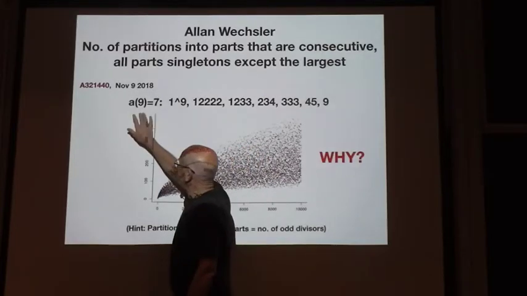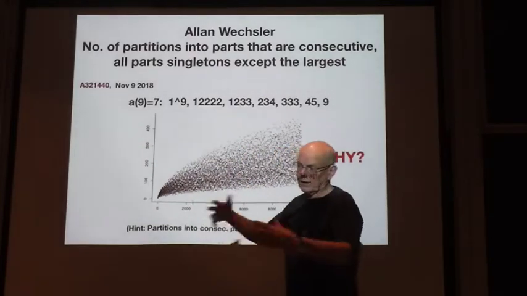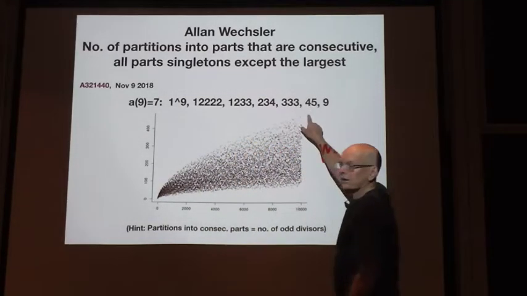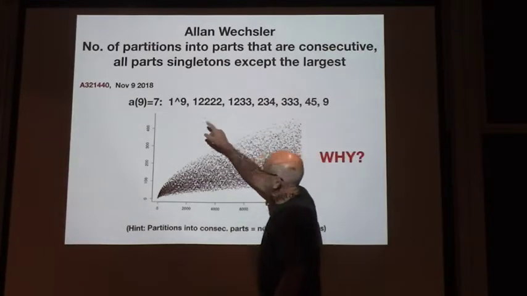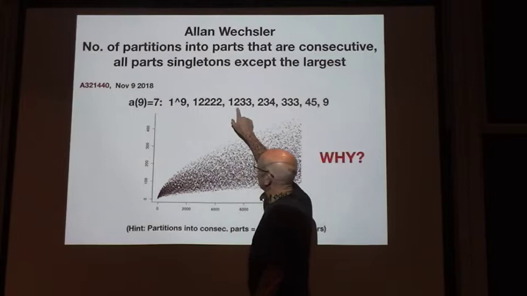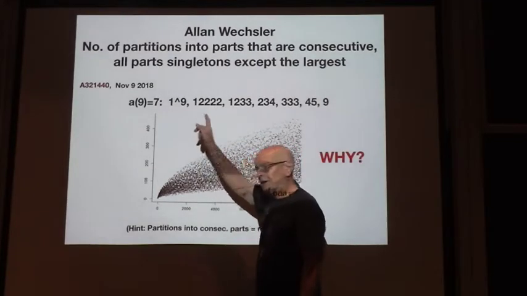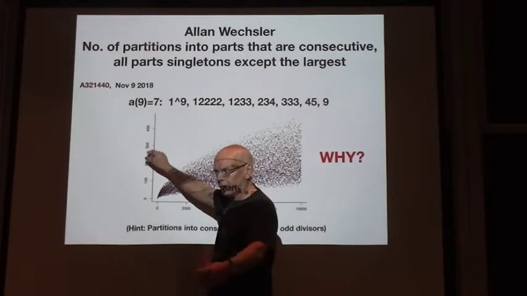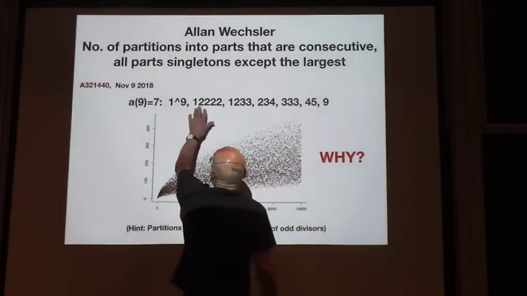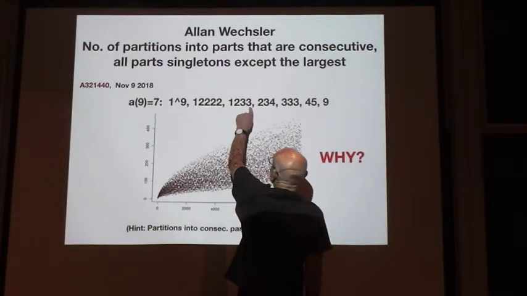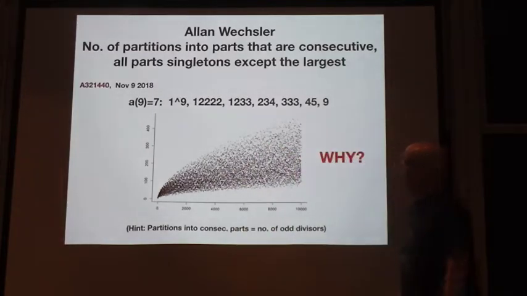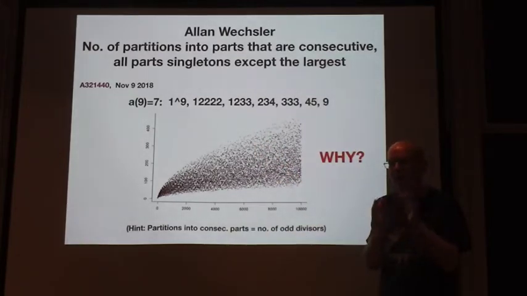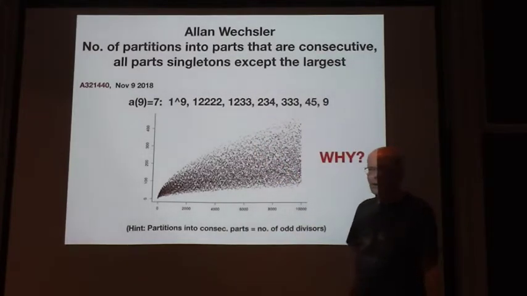So, how many ways are there to partition 9? Well, you could do 1 and 8, but 1 and 8 are not consecutive. You could do 4 and 5, and that's legal. You could do 9, but the rule is each part must appear just once, except the largest part can appear any number of times. So we could have 1 9 times. The largest part is 1 and appears multiple times. Or we could have a 1 and a 2 and 2 3s. So the parts are consecutive, and the largest part can appear more than once, and all the other parts must appear exactly once. How many ways are there?